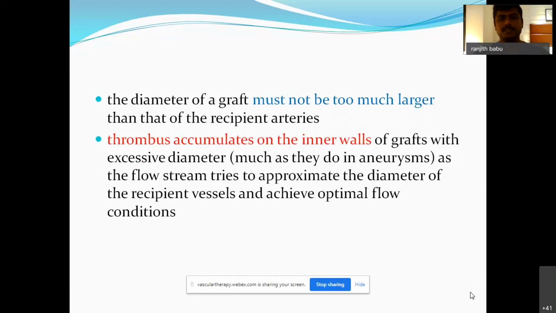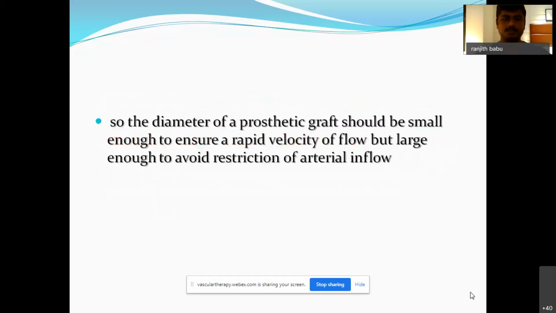In the meantime, it shouldn't be too much larger than the recipient artery, because a large graft will cause thrombus accumulation in the inner wall of the graft due to the excessive diameter. So the inference from this is that the diameter of the prosthetic graft should be small enough to ensure rapid velocity of the flow, but large enough to avoid restriction of the arterial inflow.